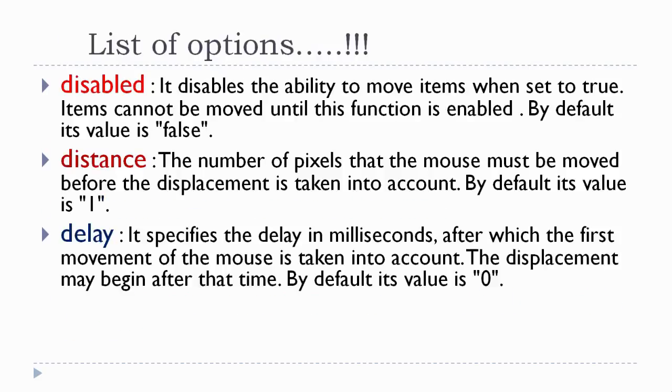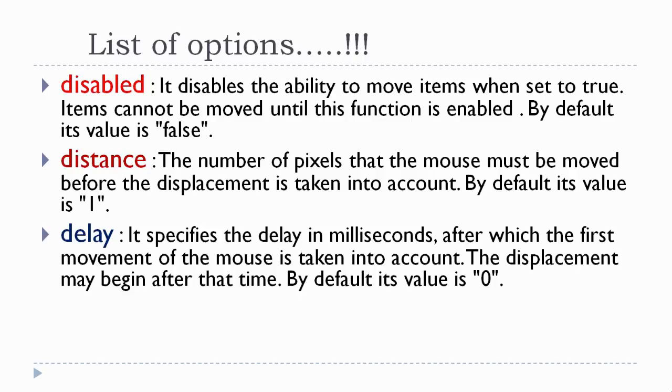Now here is a list of some options which we can use here. Firstly, disabled. It disables the ability to move items when set to true. Items cannot be moved until this function is enabled. By default its value is false. So the disabled option is false by default.